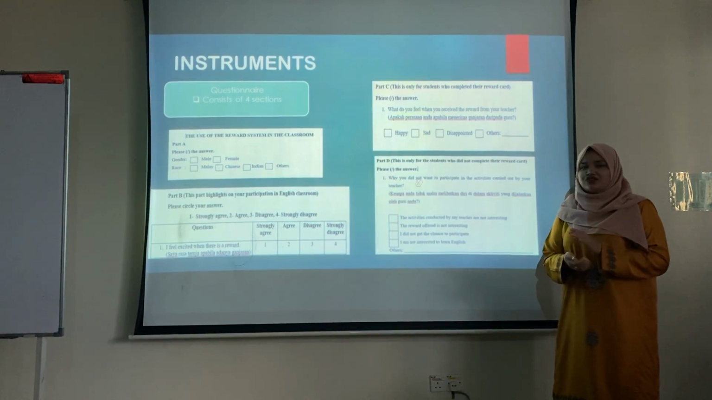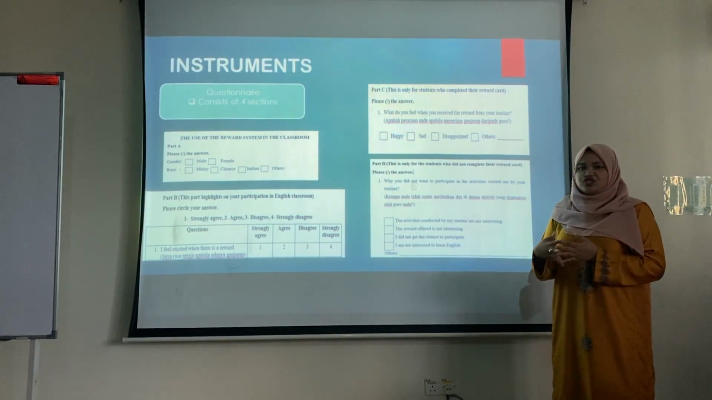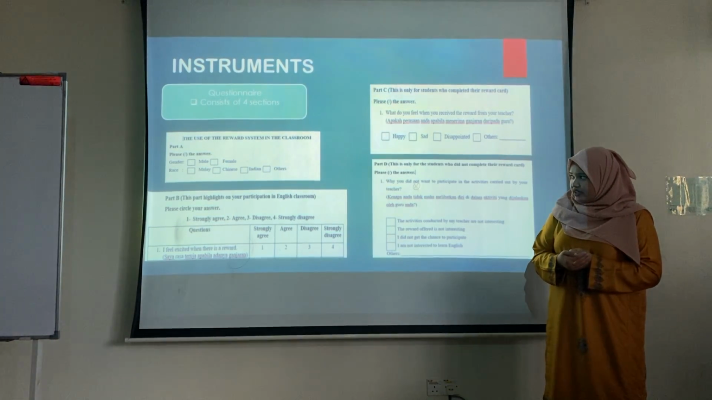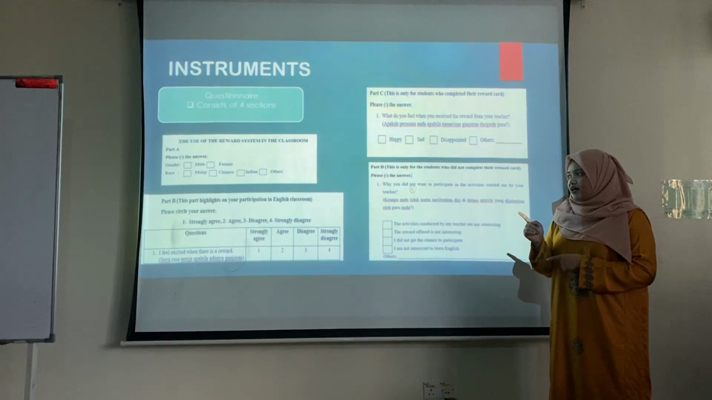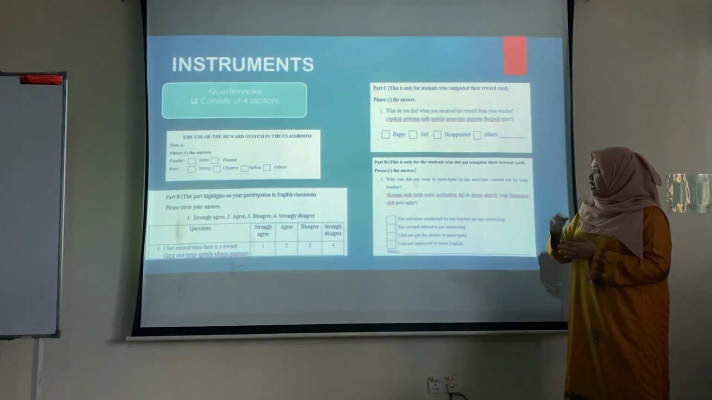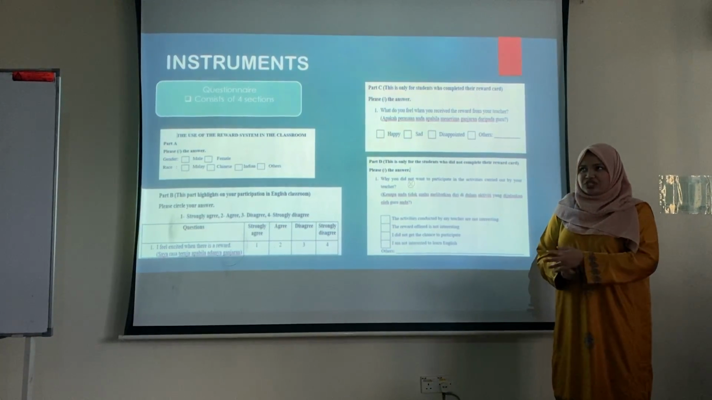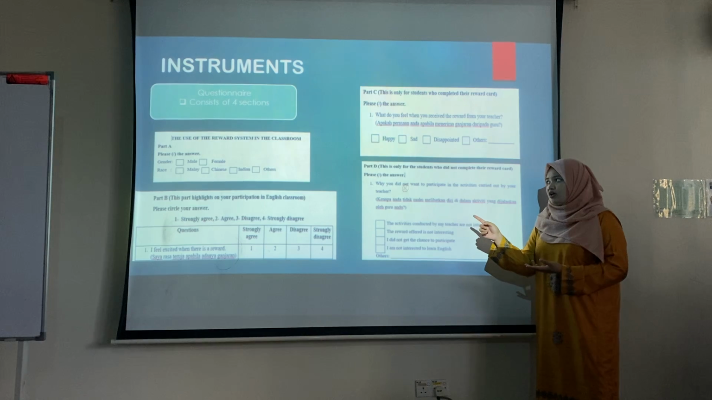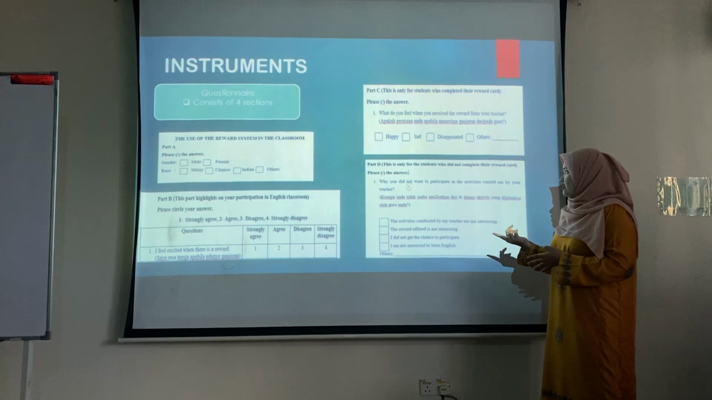For my instrument, I only use one instrument, which is a questionnaire. It consists of 4 sections. The first part of my questionnaire asks for the background of the students, which are the gender and also the race. The second part is where the data will answer my first research question. The third part of the questionnaire will answer my second research question, which is what the students feel after they have completed the reward card. And the last one is for me to identify the contributing factors that cause the students to not complete the reward card.